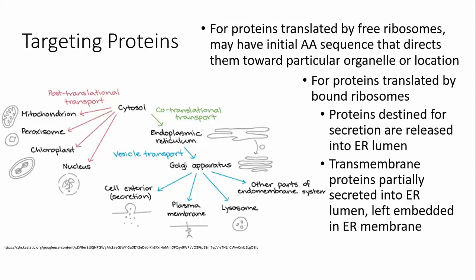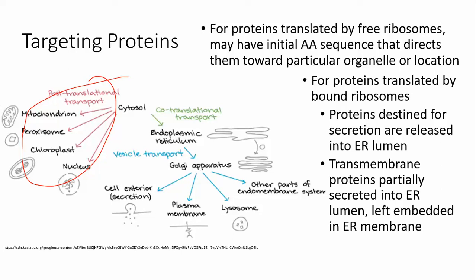This is why it's important where the ribosome that translates the protein is found. If that ribosome is free floating in the cytoplasm, in the cytosol, then that means that you're probably going to target the protein that's made to another organelle, or it's going to be functioning in the cytoplasm.